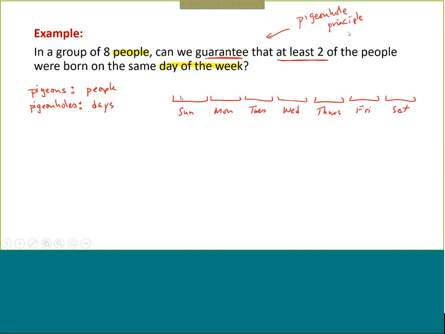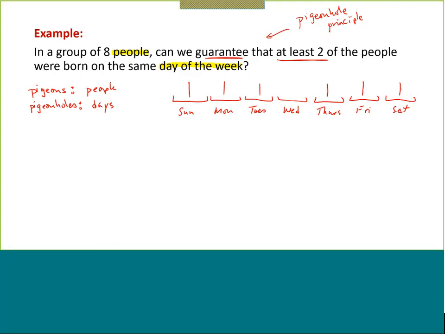In other words, you can make it so that none of these guys have 2 people that were born on the same day. So for example, maybe person number 1 was born on a Monday. Maybe person number 2 was born on a Tuesday. Maybe person number 3 was born on a Thursday. Maybe person number 4 was born on a Sunday. Maybe person number 5 was born on a Saturday. Maybe person number 6 was born on a Friday.